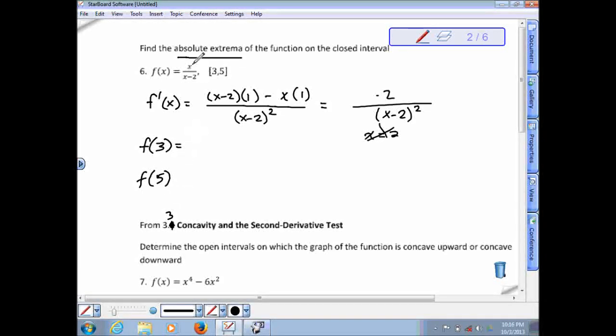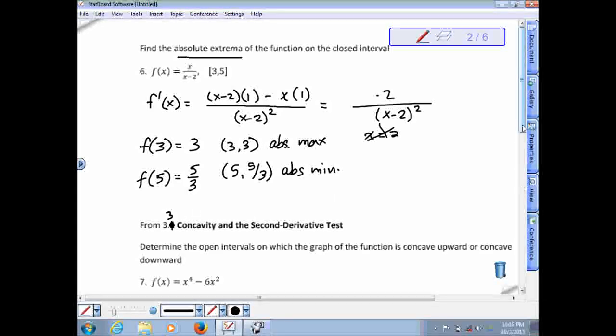If a 3 is plugged into the original function, 3 over 3 minus 2 is 3. Plug in a 5: 5 over 5 minus 2 is 5/3. The first has the highest value. So (3, 3) is the absolute maximum in my closed interval, and the point (5, 5/3) is the absolute minimum value.